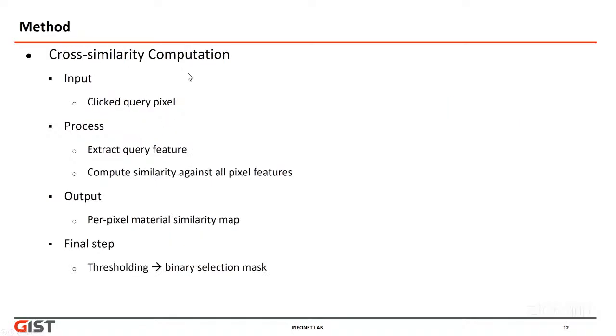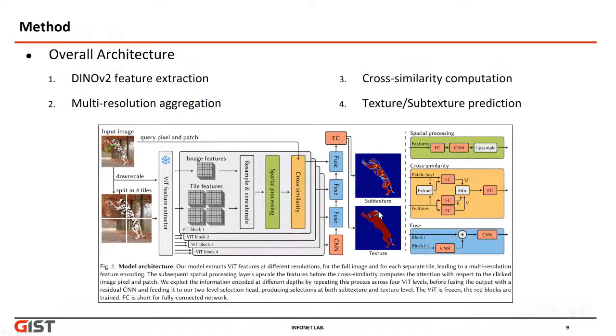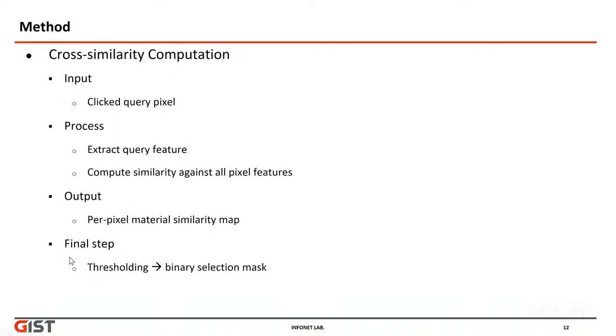And in the cross-similarity computation part, the collected query pixel is input and it extracts the query feature from the pixel and computes similarity against all pixel features in the whole image. Then it outputs a per-pixel material similarity map. The similarity map is this red-blue heat map here. And then there's a final step, thresholding, for the binary selection mask.